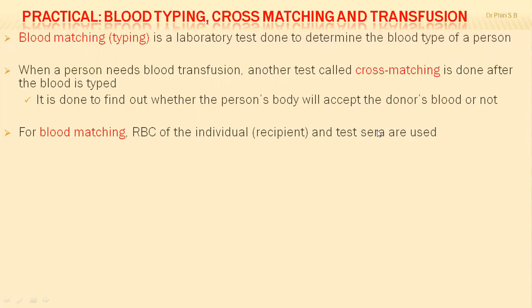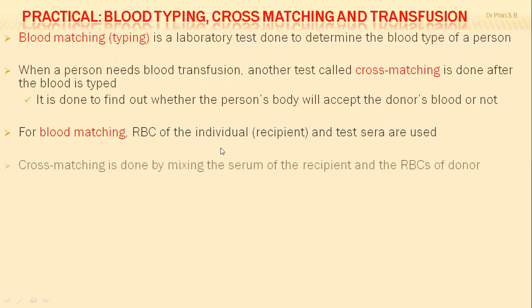So depending on the test sera, these are antibodies. You have anti-A and anti-B. Then by looking at the reaction, you are able to type the blood. If it's reacting with anti-A antisera, then that would be blood group A. If it's reacting with anti-B antisera, that would be blood group B. If it's reacting with both anti-A and anti-B antisera, then that would be blood group AB. If there is no reaction, that would be blood group O. So that's what you do when you're talking about blood matching or blood typing.